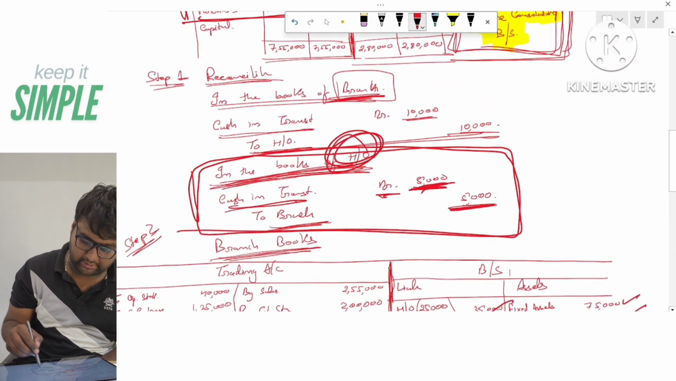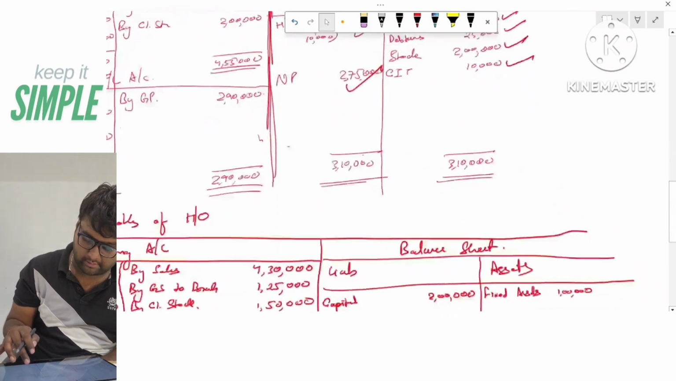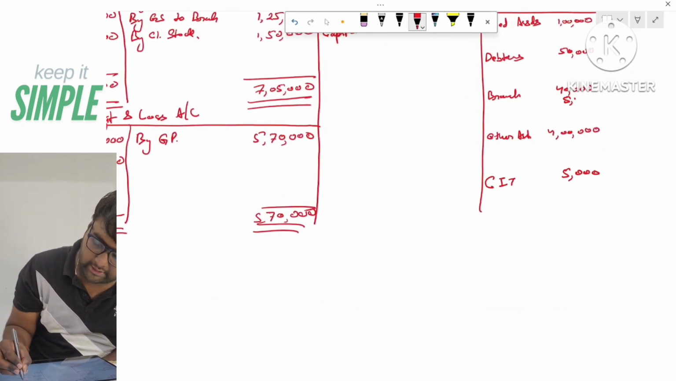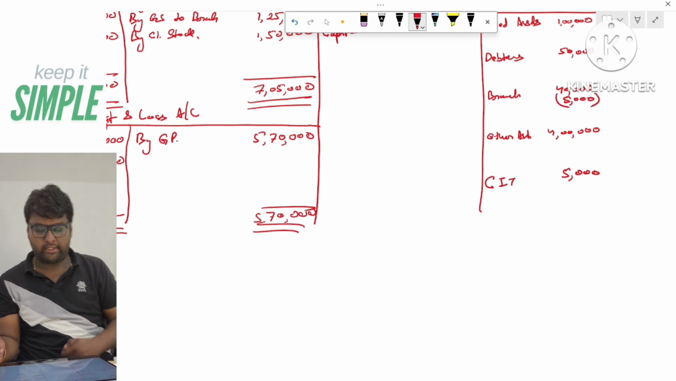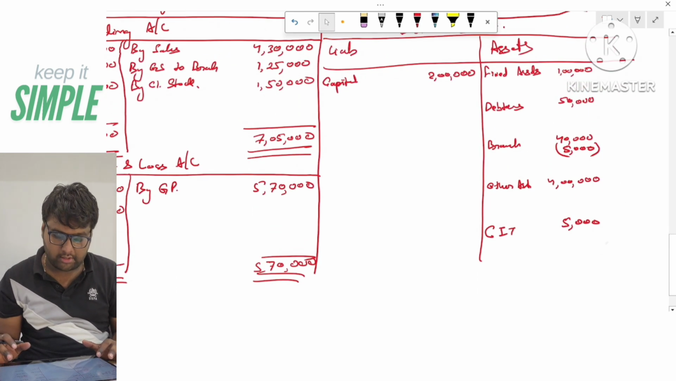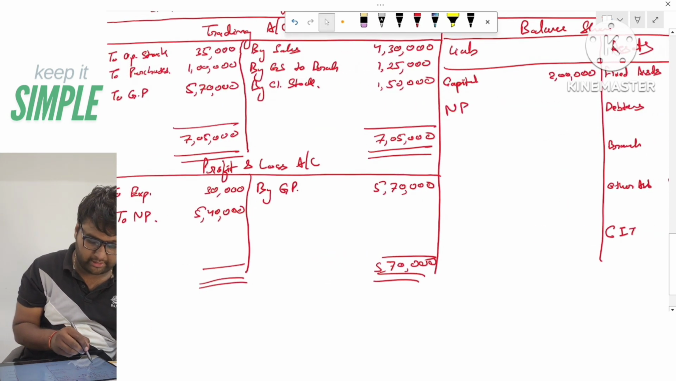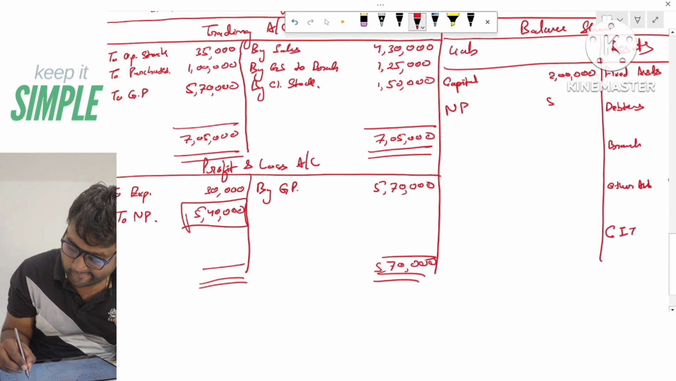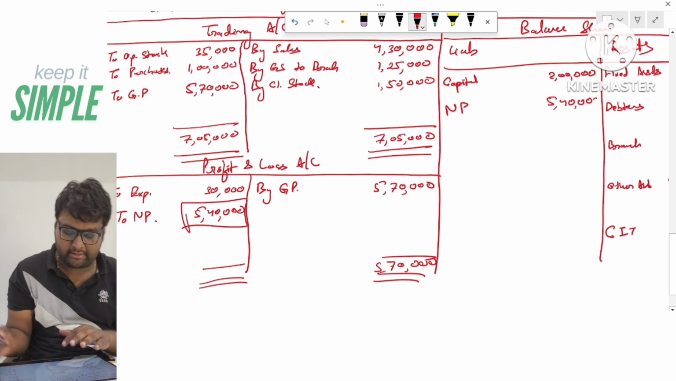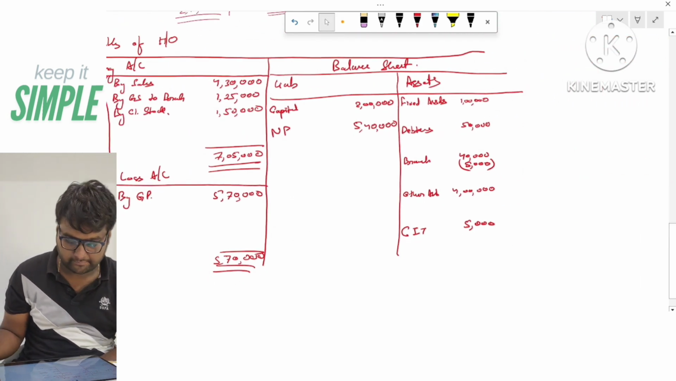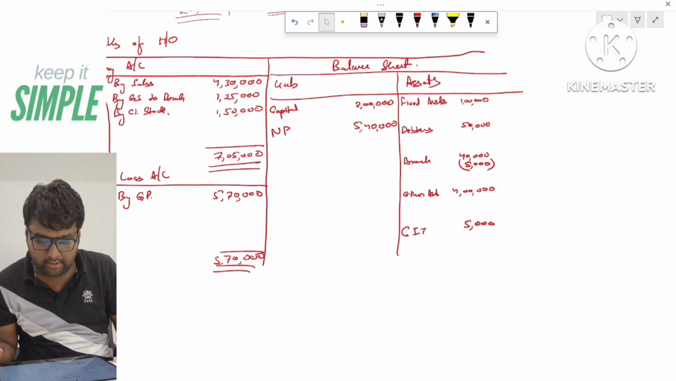So cash in transit 5,000 and branch 5,000. So cash in transit 5,000 and branch will be deducted because it had a credit balance of 8,000. Okay. So now everything is done. We just have to add here net profit, which we got from the PL account, that is 5,40,000. So this is the balance sheet of head office, correct? So this will tally, okay?